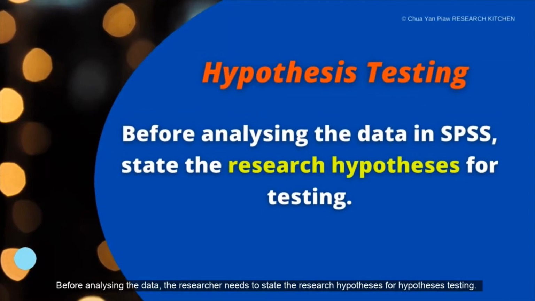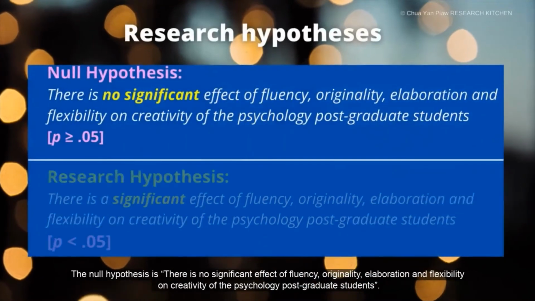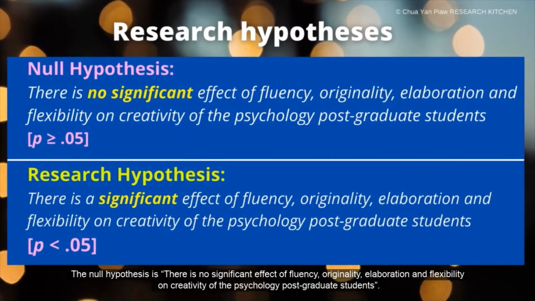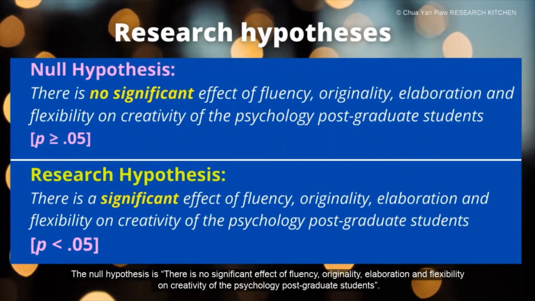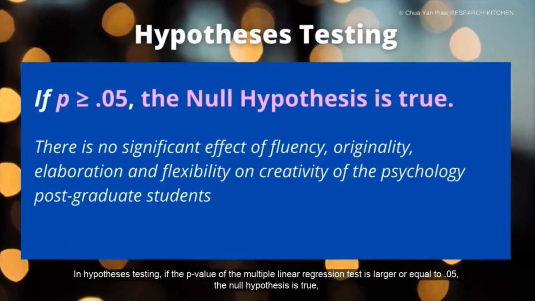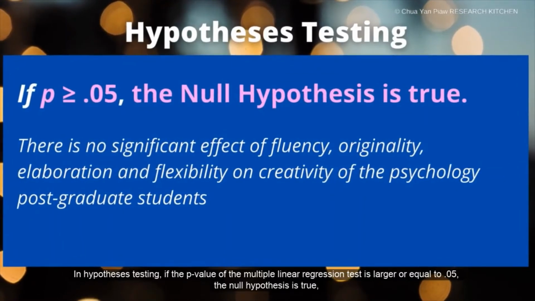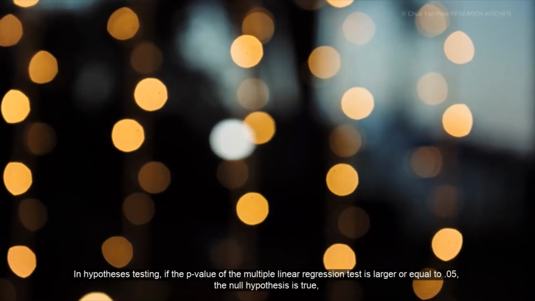Before analyzing the data, the researcher needs to state the research hypothesis for hypothesis testing. The null hypothesis is there is no significant effect of fluency, originality, elaboration, and flexibility on creativity of the psychology postgraduate student. The research hypothesis is there is a significant effect of fluency, originality, elaboration, and flexibility on creativity of the psychology postgraduate student. In hypothesis testing, if the p-value of the multiple linear regression test is larger or equal to 0.05, the null hypothesis is true.